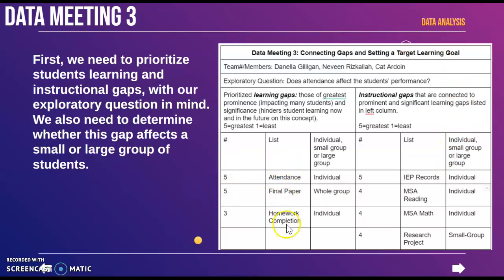So here's attendance, final paper. We list it in order of relevance, so from 1 to 5. And whether it affected individual, whole group, or small group.